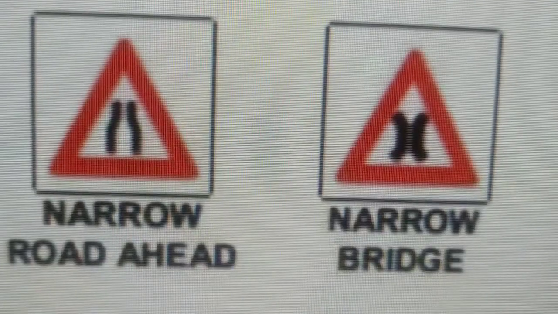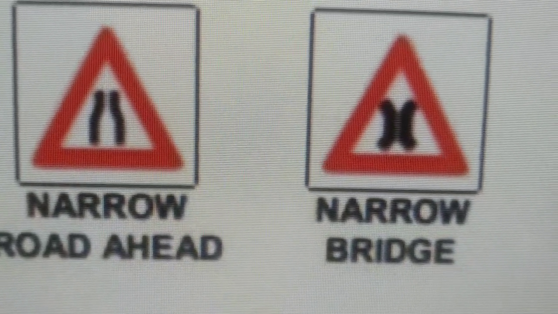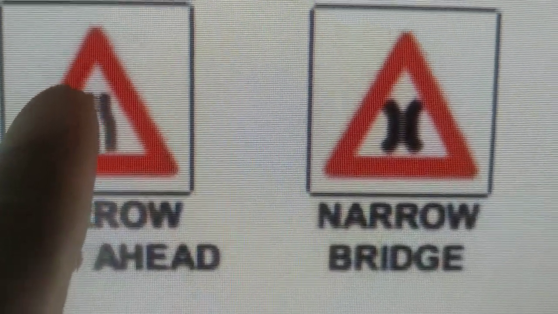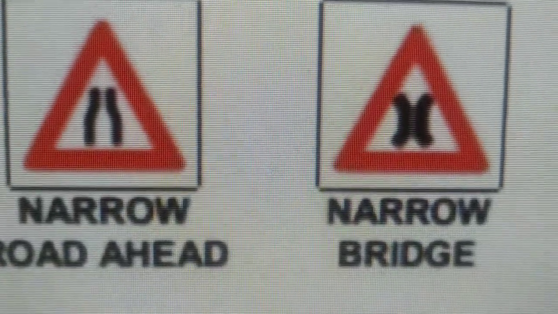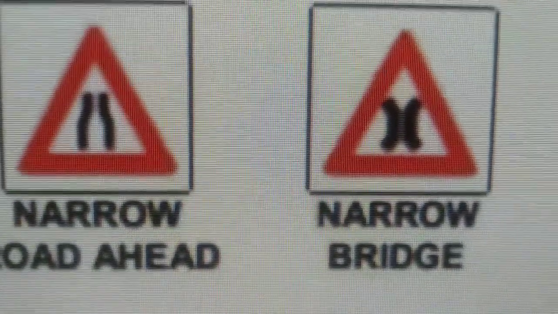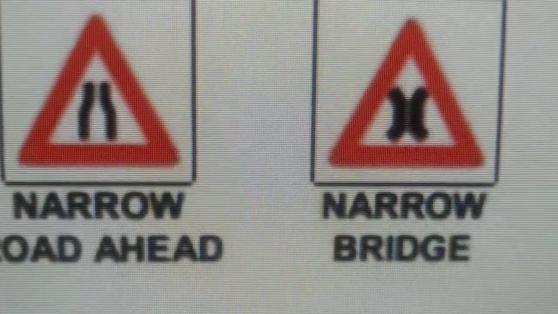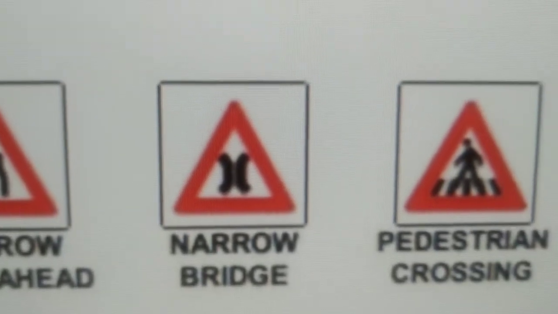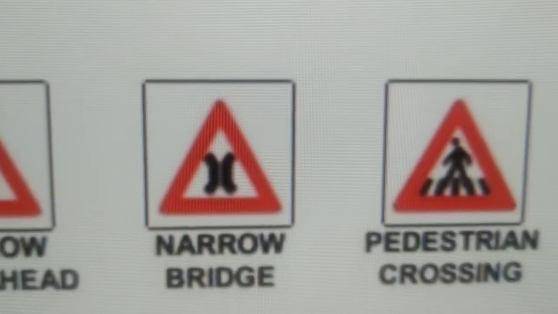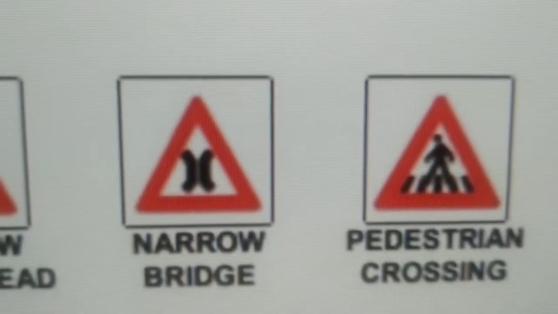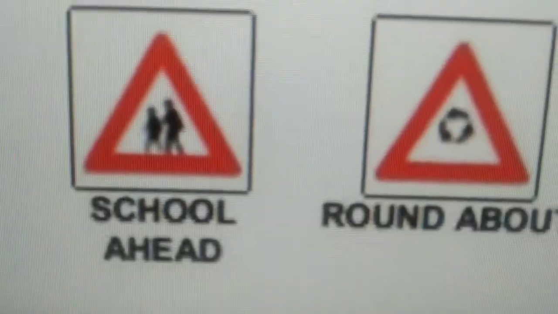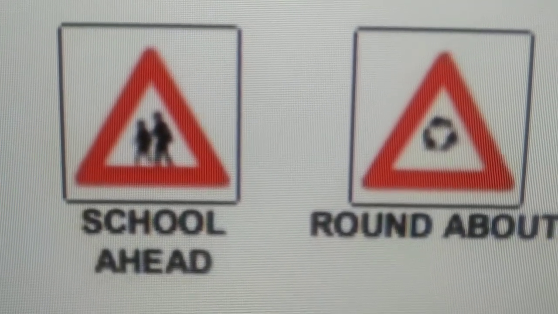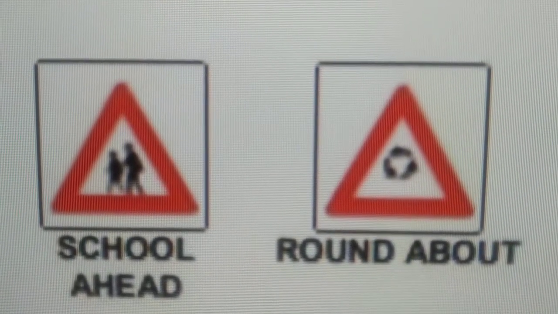Okay. Now look at these two signs. Narrow road ahead. You see here, it's becoming narrow in front, right? So that means narrow road ahead. Next is the sign of a bridge. Narrow bridge, right? Next is pedestrian crossing. So you are allowed to walk, you are allowed to cross. Next is school ahead. You see two children walking. That is also given in your book. Next is roundabout.